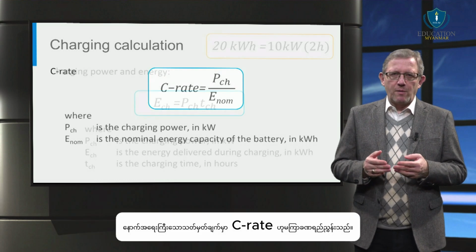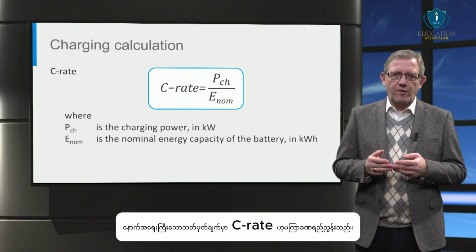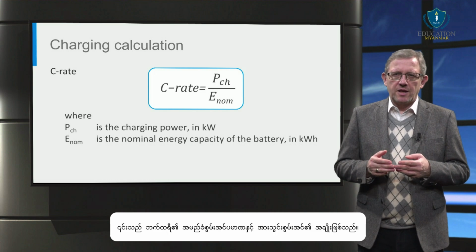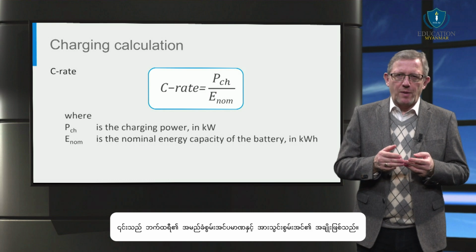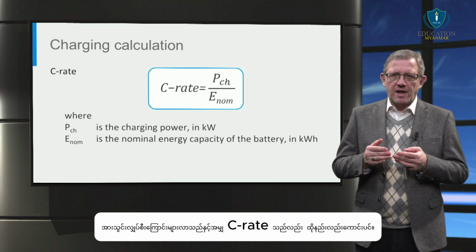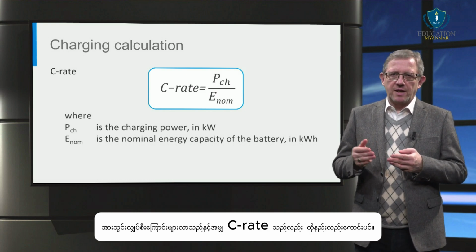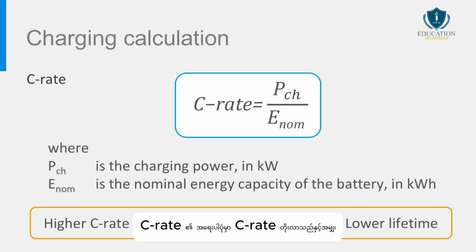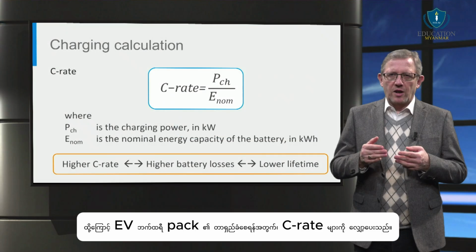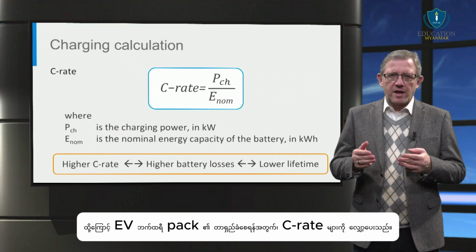The next important parameter is the charge rate, often referred to as the C rate. It is the ratio of the charging power to the nominal energy capacity of the battery. As the charging current increases, so does the C rate. The importance of C rate is that as the C rate increases, battery losses and temperature of the battery increase as well. This eventually reduces the lifetime of the battery. Hence, to ensure the long lifetime of the battery, lower C rates are preferred.